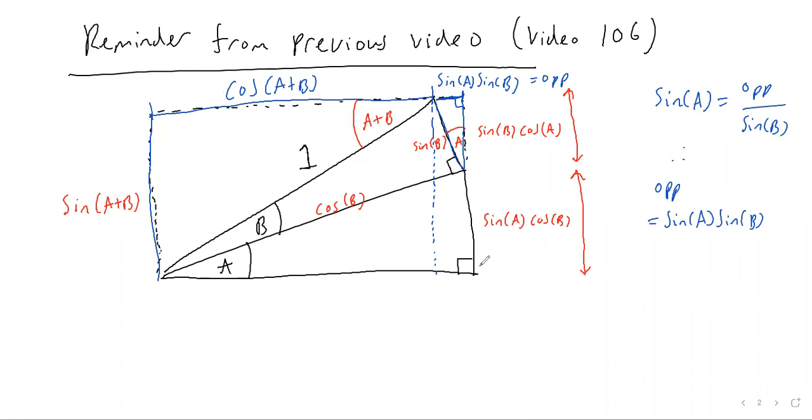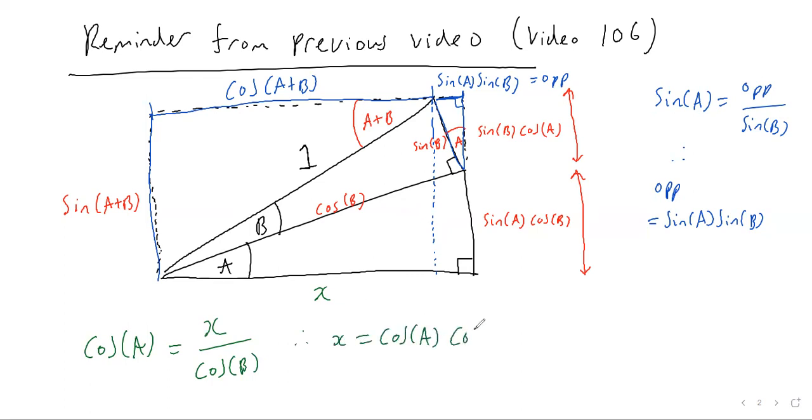Now we can also work out the bottom length, because with this bottom right angle triangle, we've got a hypotenuse of cos B, which we proved yesterday. This side here is the adjacent, so with adjacent and hypotenuse we can use cosine. Let's call this x. Cosine of A is equal to x divided by cosine B, so therefore x must be equal to cos A times cos B.